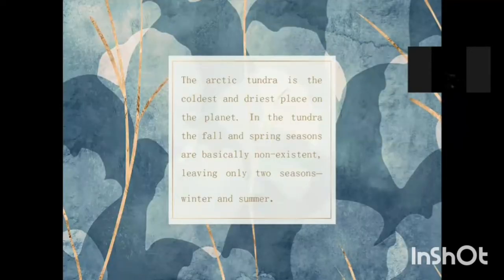Okay, the Arctic tundra is the coldest and driest place on the planet. Yes, in the Arctic tundra, it belongs to only snow, very cold. Minus 70 degrees, even minus 180 degrees Celsius are present in this region. In the tundra, fall and spring seasons are basically non-existent, leaving only two seasons, winter and summer.